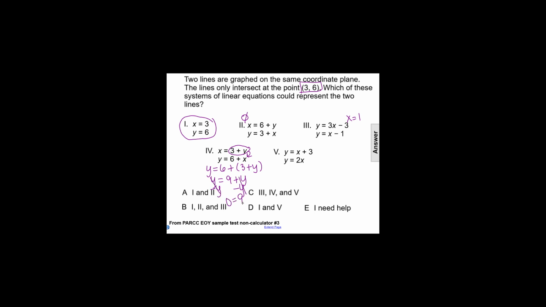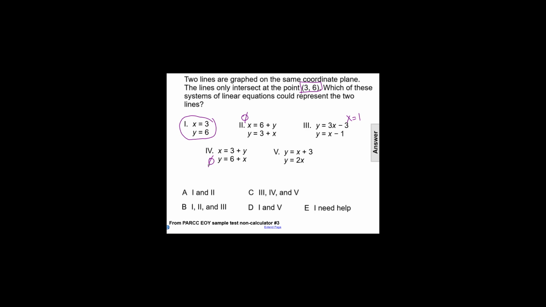This system is extremely similar to the second system. The variables cancel out trying to do substitution, and we get a false statement. So this is another system that is not going to intersect at (3, 6), but would be two parallel lines and could not represent the lines on the graph. It can't have a solution of (3, 6) if it has no solution at all.